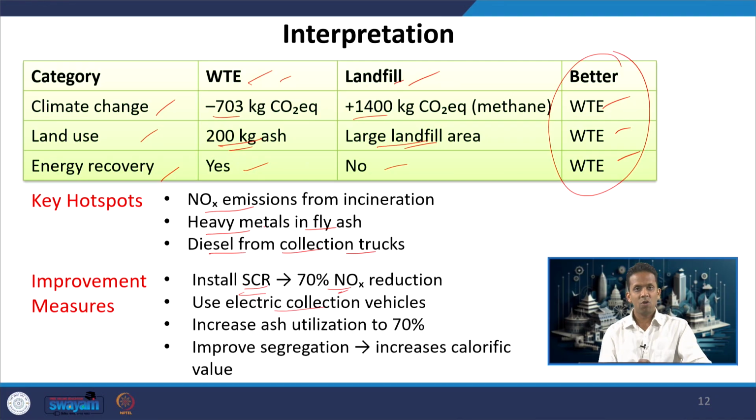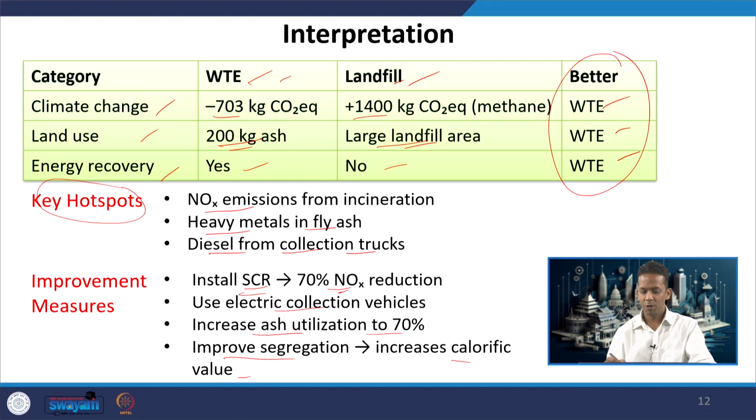The ash utilization was only 20% in road base. It can be increased to 70%. So, what will happen? It will reduce those impacts further. The key hotspots won't be hotspots any longer if these improvement measures are taken. Finally, improve the segregation, because if we could remove the inert component of MSW, it will help increase the calorific value of that waste, which can be used as a fuel for incineration.